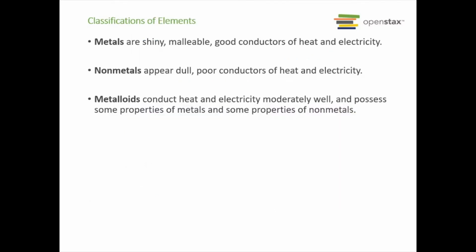So we have these different classifications. We have the metals, which are shiny, malleable, which means you can hammer them into sheets, and they're good conductors of heat and electricity. Nonmetals tend to be dull and poor conductors. They're also very brittle. Metalloids can conduct heat and electricity moderately well. They have some properties of metals and some of the nonmetals.